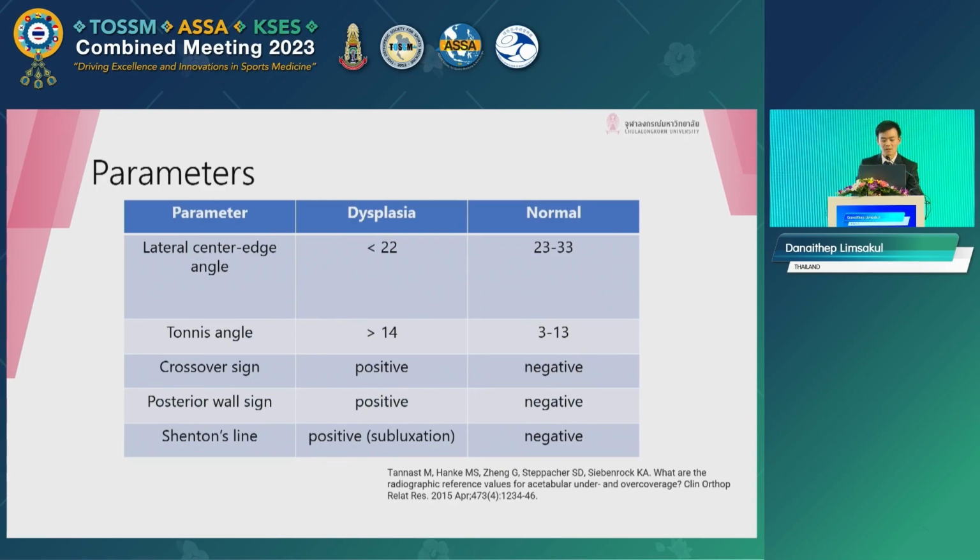For the normal hip, the lateral center edge angle is about 23 to 33 degrees, whereas dysplasia has less than 22 degrees. The Tönnis angle, in contrast, for the normal hip is about 3 to 13, and is suggestive of dysplasia if the measurement is more than 14. The crossover sign is obviously positive in dysplasia, and also the posterior wall sign, and Shenton's line is positive when the hip is subluxated.